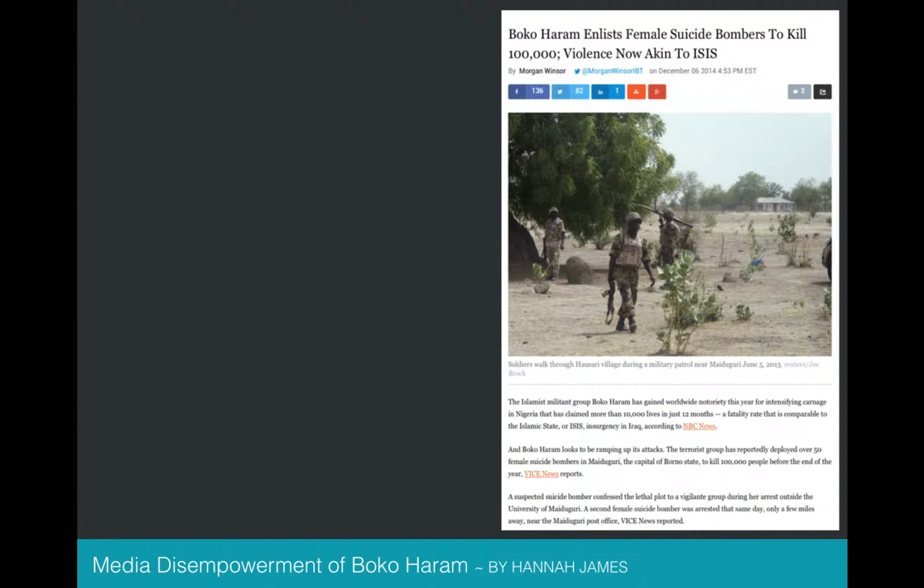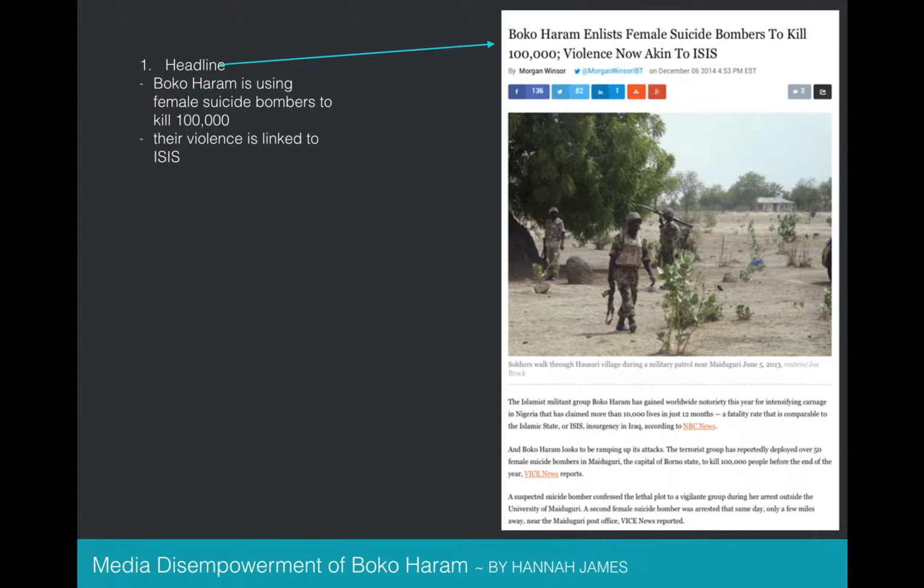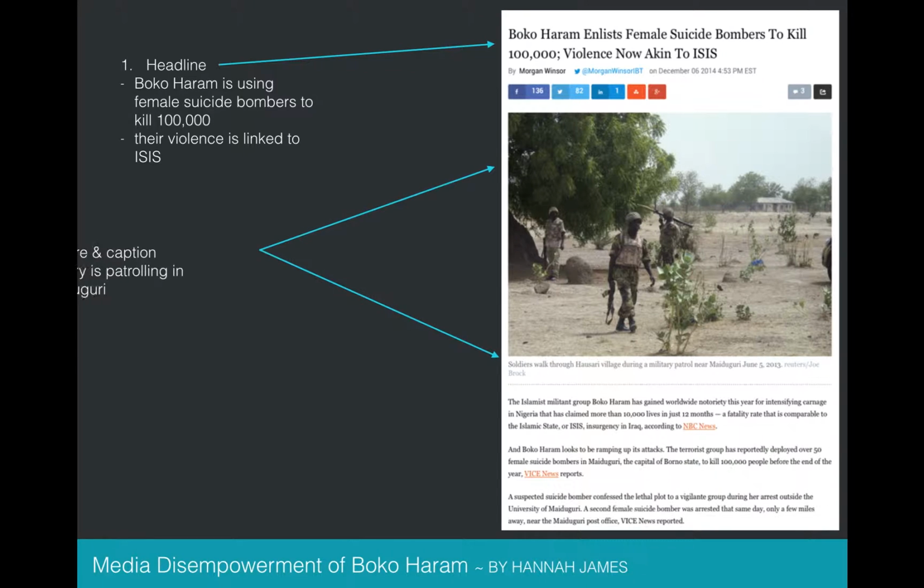The most salient text feature of this media is the headline. The headline informed me that a group named Boko Haram was using female suicide bombers in an attempt to kill 100,000 people. I also learnt that Boko Haram had been linked to ISIS. After reading the title, I scanned the picture and caption. From doing this, I learnt that the military had been patrolling in Maiduguri.